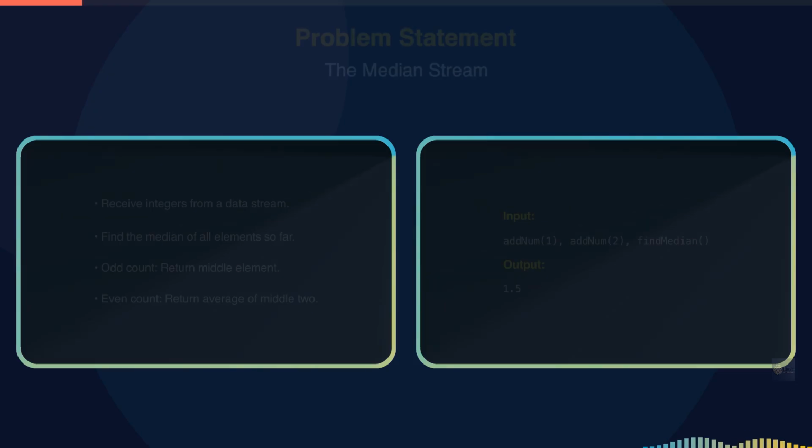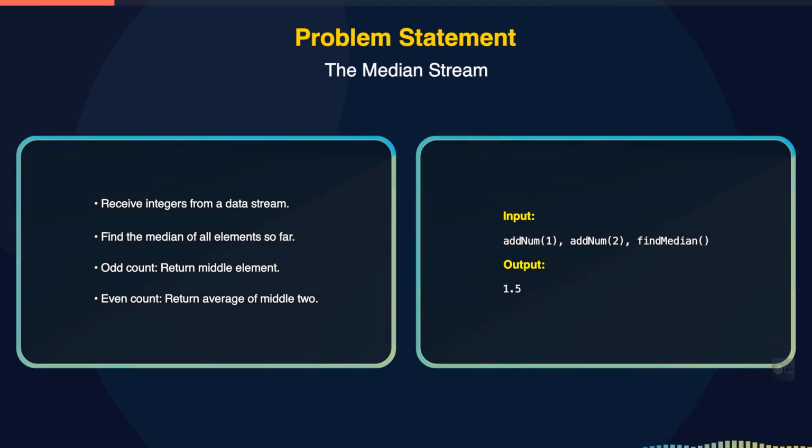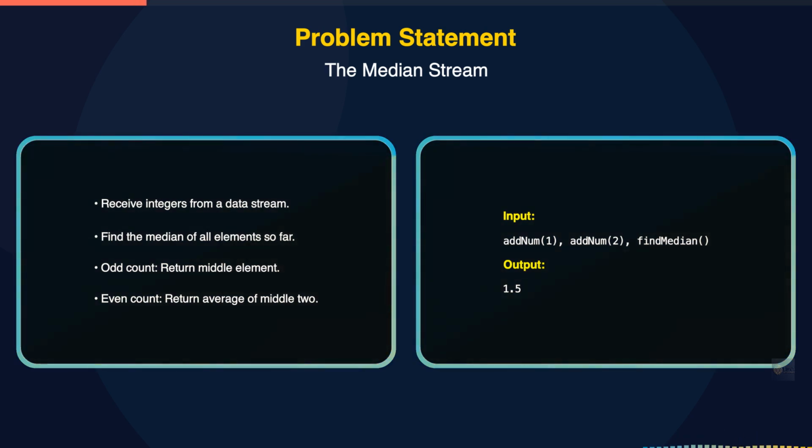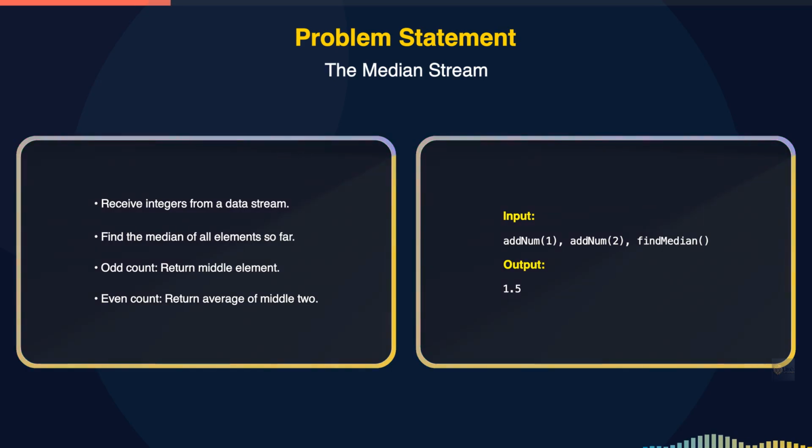The challenge is to design a data structure that supports two operations. First, add number, where we receive an integer from a continuous stream. And second, find median, which returns the middle value of all numbers seen so far. If the total count is odd, the median is the middle element. If it is even, it is the average of the two middle elements. The catch? We need to do this efficiently as the stream grows to millions of numbers.